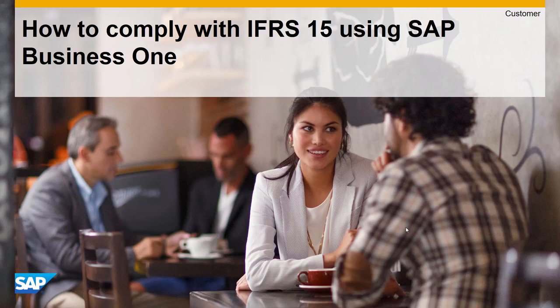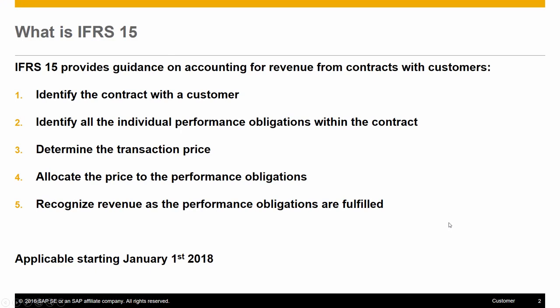In today's session, I would like to discuss how you can use SAP Business One to comply with the new IFRS 15 standard. What is IFRS 15? This international financial reporting standard was adopted in May of 2014 and will be applicable starting January 1st of 2018. It provides guidance on accounting for revenue from contracts with customers.